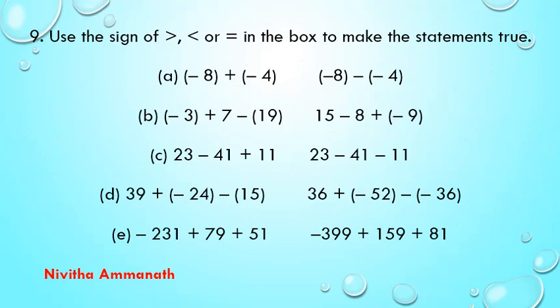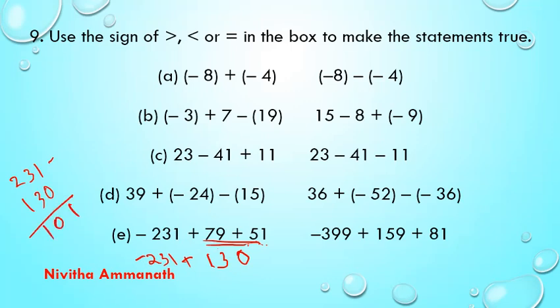Next one, minus 231 plus 79 plus 51. How to write? You have to find the addition first. 79 plus 51, that is 9 plus 1 is 10, 0, 1. So it is a 6. 6 plus 7 is 13. So 130. Plus 130 and minus 231. So one is positive and one is negative. So you have to find the difference. 231 minus 130. So it is 1, 0, 1. And you have to put the sign of the greatest. So it is minus 101.